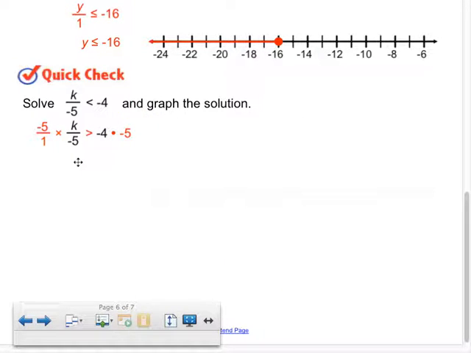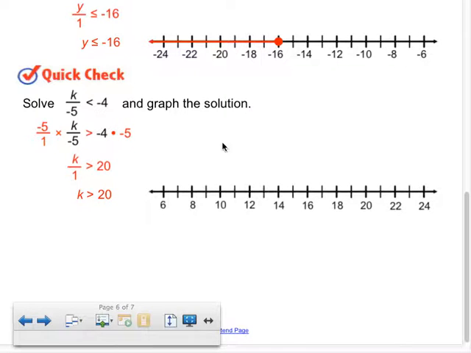20. And so this becomes positive 20, very good. Two negatives become a positive. And then that simplifies. Here's what we have. And then k is greater than 20. How does that look on the number line? Not negative 20, you said it was positive. Closed circle at positive 20.